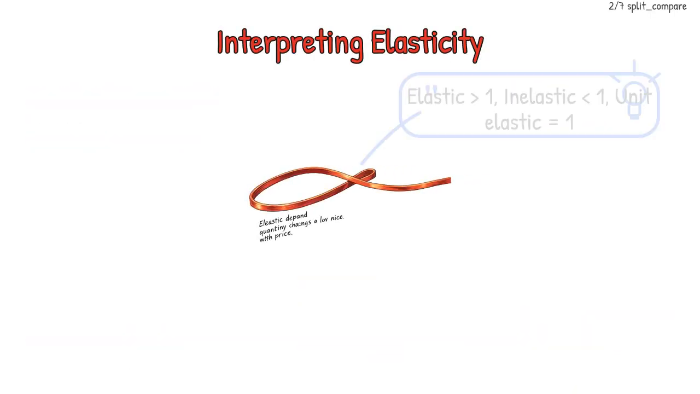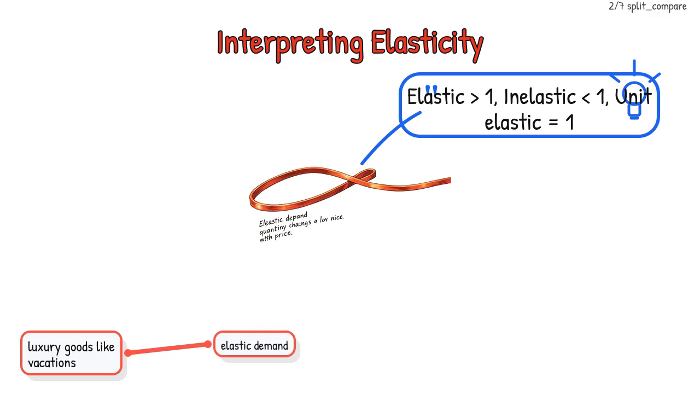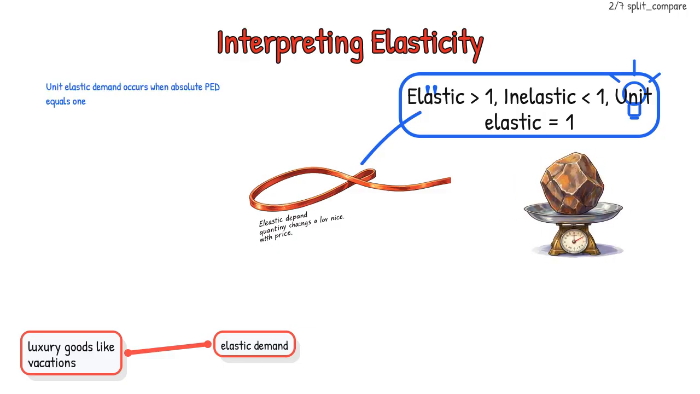The interpretation of PED values. Elastic demand, where the absolute value of PED is greater than 1, means quantity demanded changes more than proportionally to price, as seen with luxury goods like vacations. Inelastic demand, where absolute PED is less than 1, means quantity demanded changes less than proportionally, typical for necessities like insulin. Unit elastic demand occurs when absolute PED equals 1, so quantity demanded changes exactly proportionally.